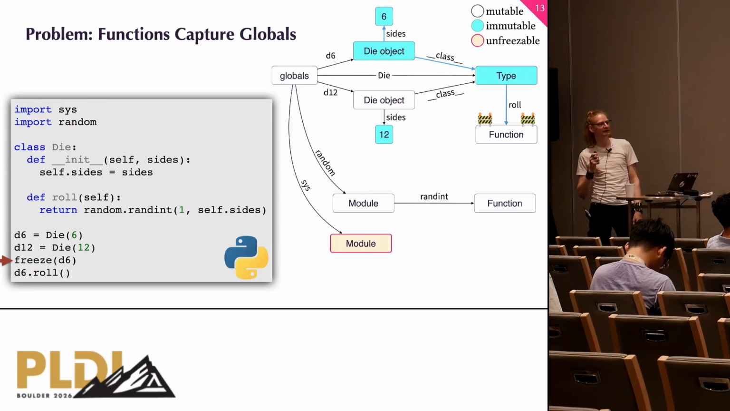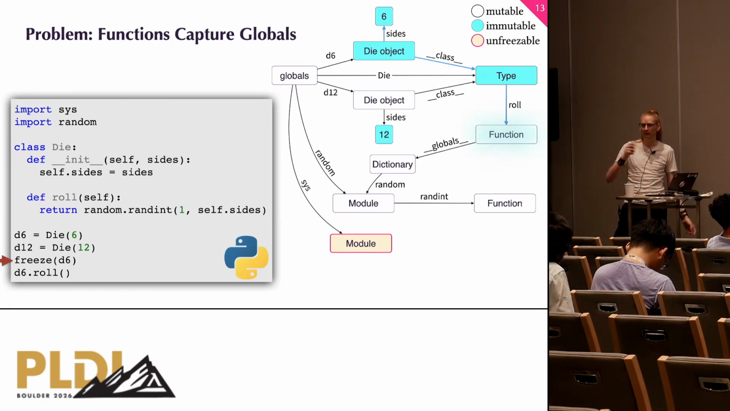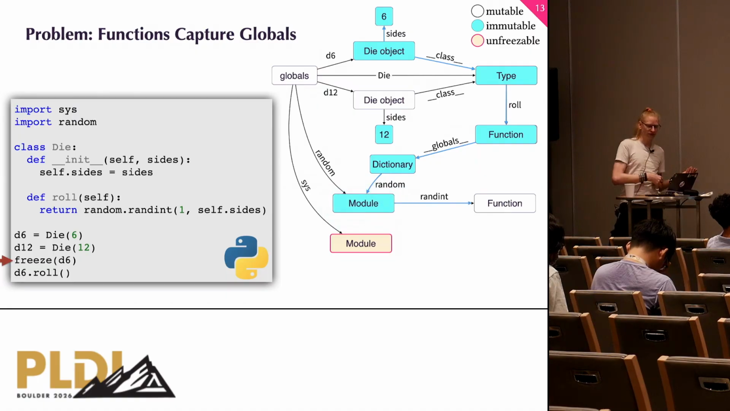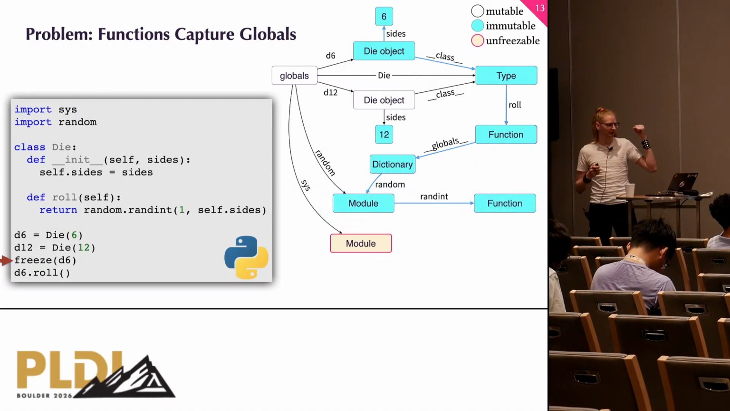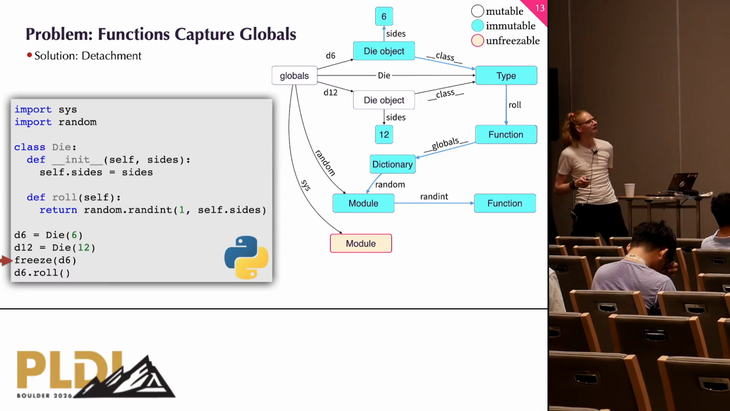And we do a small static analysis that finds all global variables that we actually need. And this way, we've detached the function from the global scope. And now, once we've done this as part of freezing, freezing continues to propagate, and we have a frozen D6 object. This is perfect. So the solution for this interconnected web that we have to deal with is detachment.